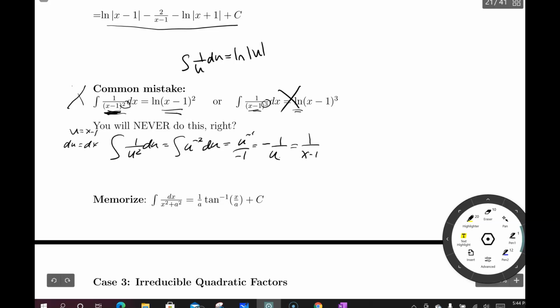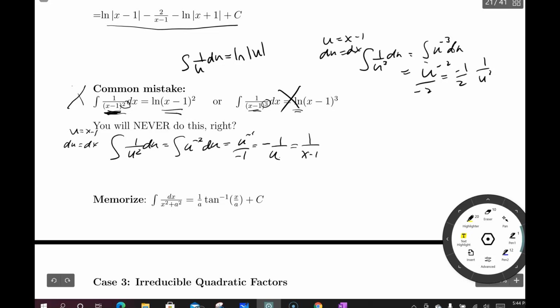Same thing with this one. So let's just go through it so you really, really see it. I'd let u equal x minus 1, du is dx. So I get 1 over u cubed. That's the same thing as saying u to the negative 3. So taking the antiderivative, I'd get u to the negative 2 over negative 2. So negative 1/2, 1 over u squared, and then put the x's back in, plus a c.